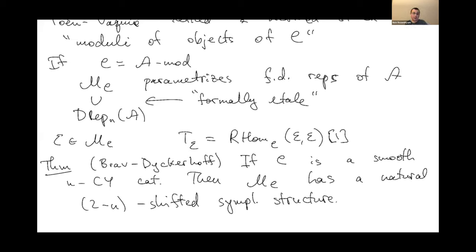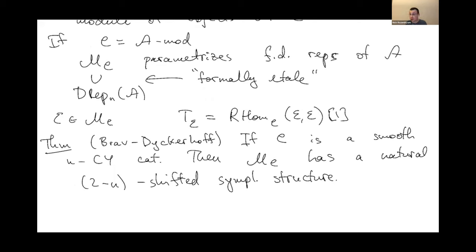You should think of this as a refinement of an odd symplectic structure in supergeometry. Here everything is graded. So rather than saying odd, you name the degree. This is where the symplectic structure of degree two minus n, and degree means cohomological degree. More specifically, there's a notion of a closed two form of cohomological degree two minus n, which is non-degenerate in an appropriate sense.